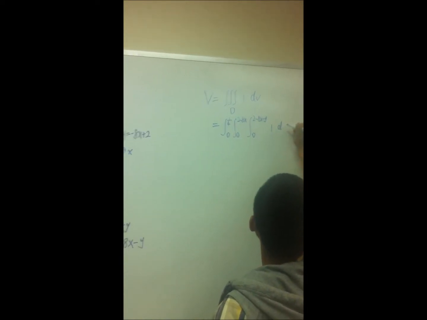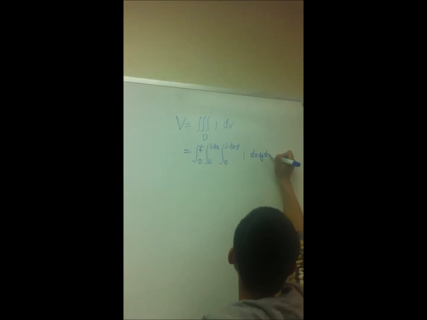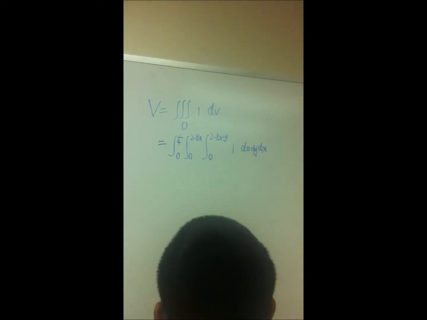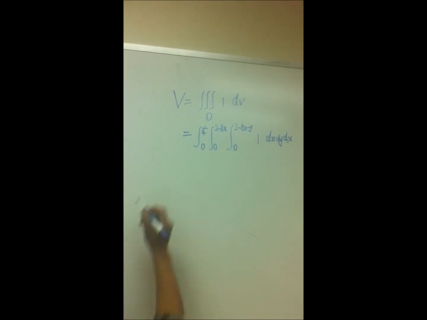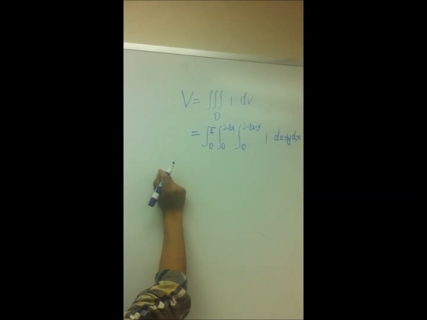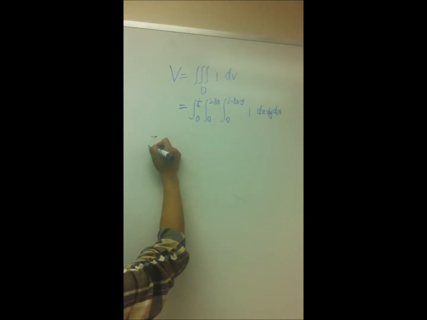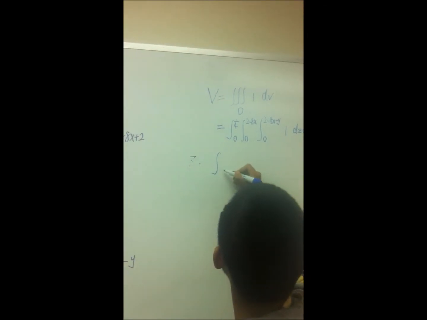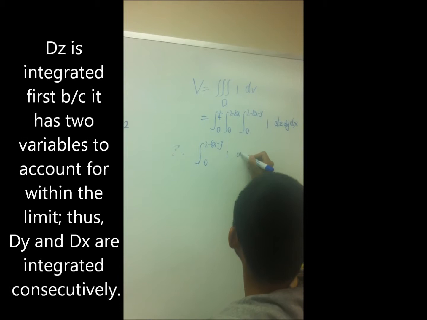One. Now these 3 bounds match these bounds. If you look closely, you can see we're going dz, dy, dx: 0 to 2 minus 8x minus y, 0 to 2 minus 8x, 0 to 1/4. The first integral we'll be doing is the inside, which is the dz.